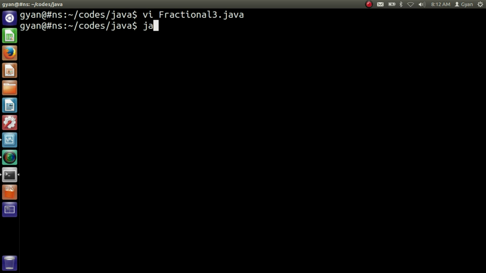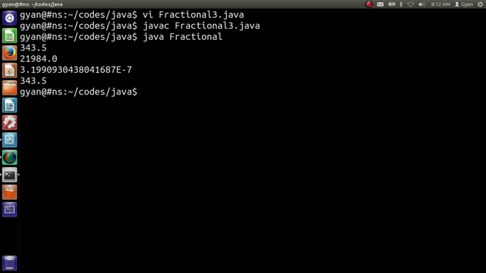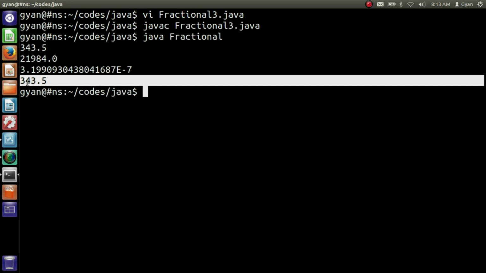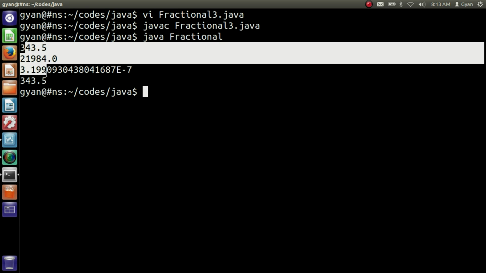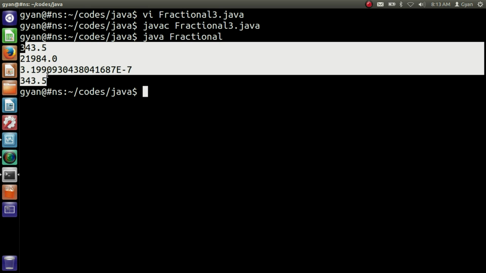javac fractional3.java. Java space file name fractional. And you can see here first and fourth printing is same because they were same constant, and these two are different. So this is how we can use different hexadecimal scientific representation of floating point literals.